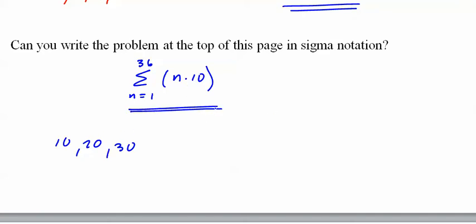So that's writing it in sigma notation. And I feel really weird about leaving it as n times 10, so I'm going to call it 10n. Parentheses, no parentheses, doesn't really matter. All right? The last one would be 360, and then you can just do the math, add it up.